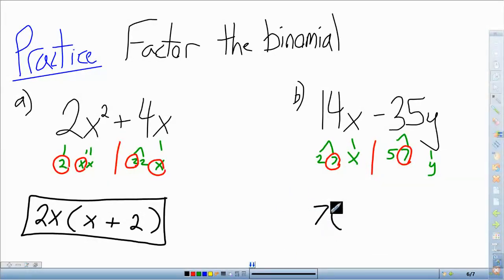Okay, so what's left over when I take a 7 out of a 14x? A 2x. Okay, got that minus sign. What's left when I take a 7 out of a 35y? Looks like a 5y. And there it is, just double checking. 7 times 2x is 14x. 7 times negative 5y is negative 35y. Yep, it's factored.